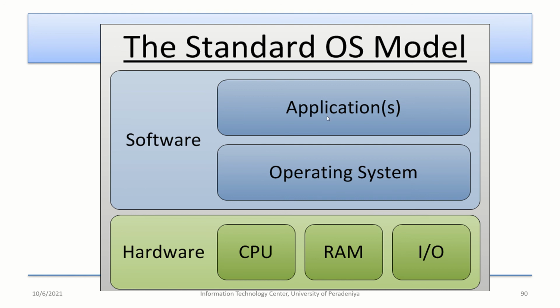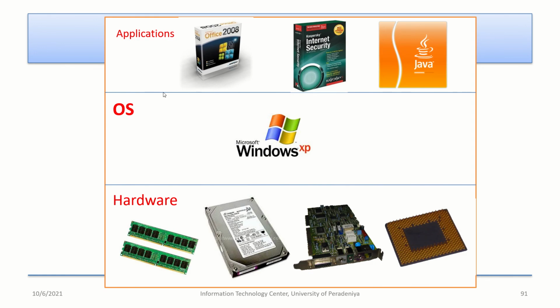Application software cannot be executed without an operating system, right? Because the operating system is the system software which controls the operation of the computer and the applications installed in that computer, right? Okay, so this is the layered architecture, and this is an example.